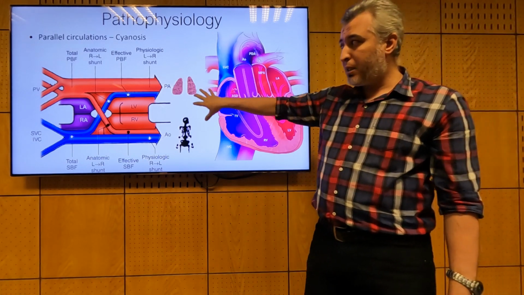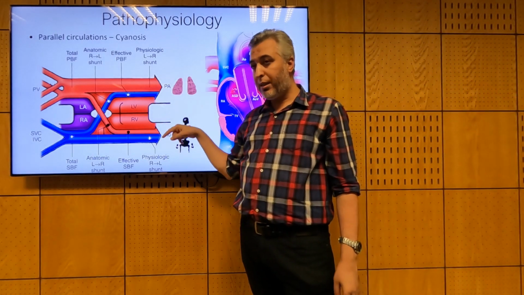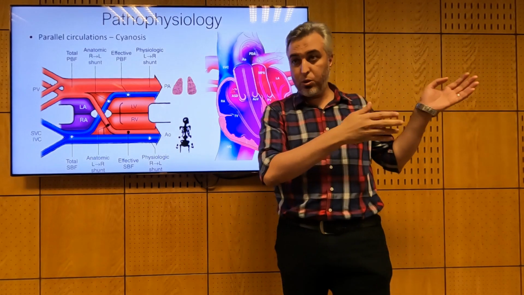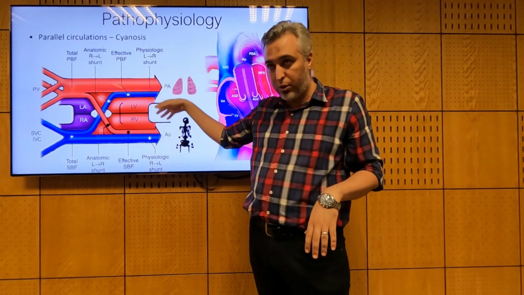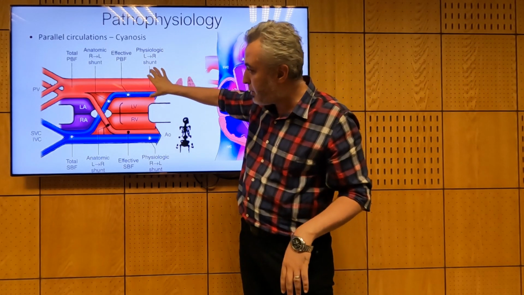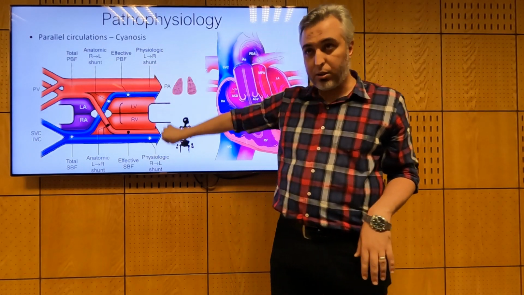This actually has big implications while calculating the magnitude of shunts during cath. Because when you do the Fick method, you actually calculate the effective flow, rather than the total flow. And so this does not give an idea about that whole amount of blood.